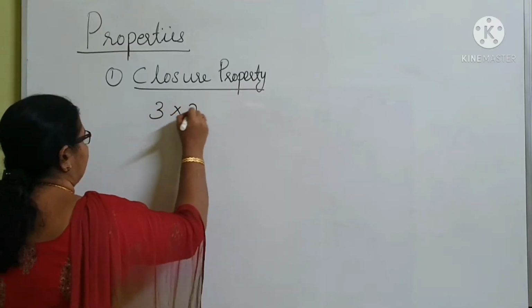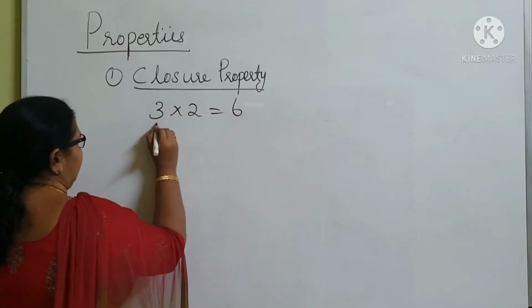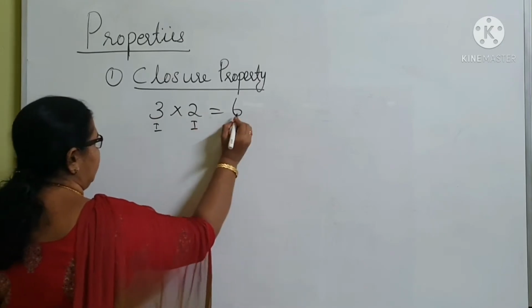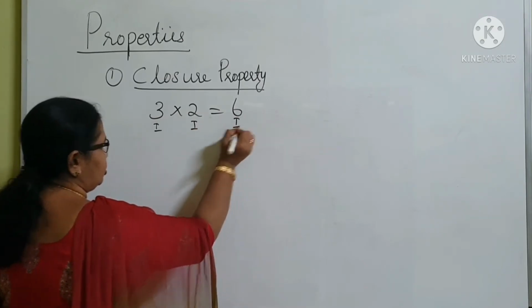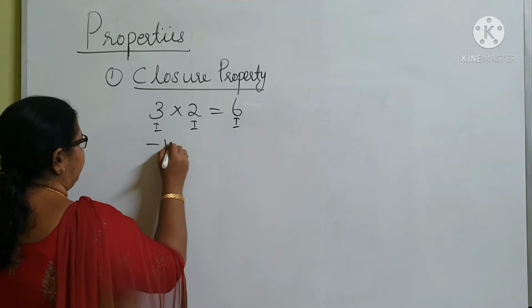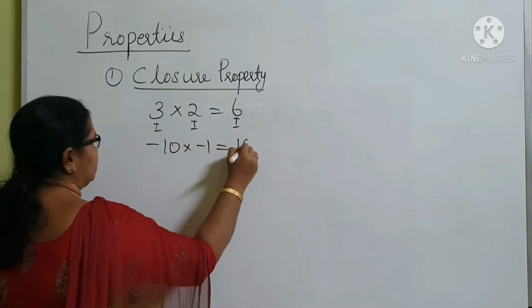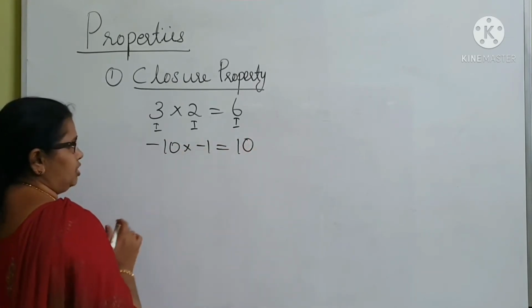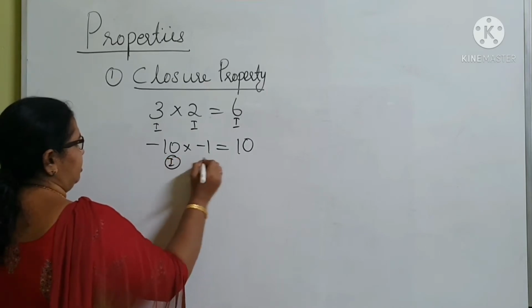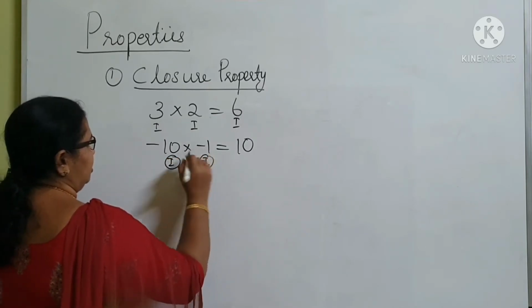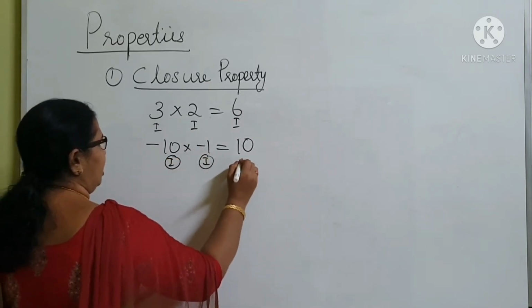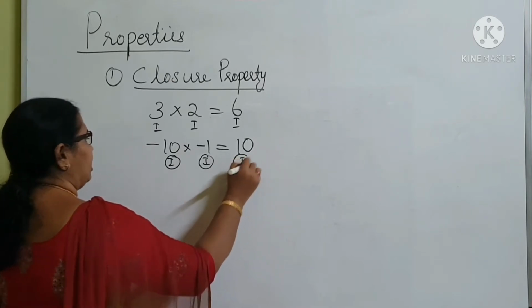Multiplication, 3 into 2 is equal to 6. 3 is an integer, 2 is an integer, 6 is also an integer. Negative 10 into negative 1 is 10. Negative into negative is positive. So negative 10 is an integer. This negative 1 is an integer and the product 10 is also an integer.